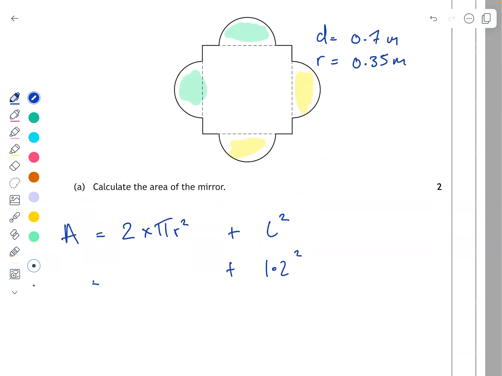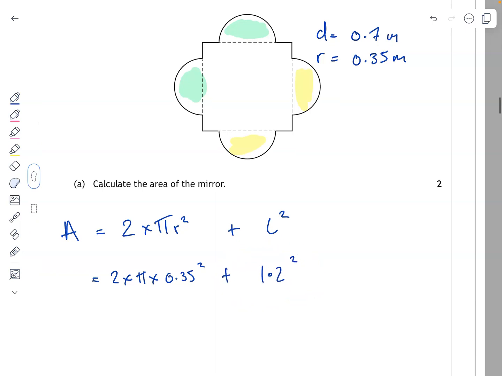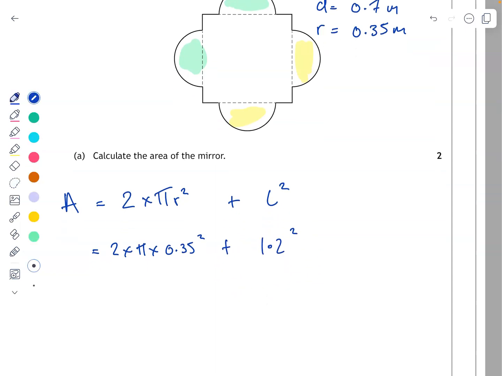So this is going to be 2 times pi times 0.35 squared plus, just let me move that down, plus this 1.2 squared. So you put that into your calculator, and we get 2.21 meters squared.